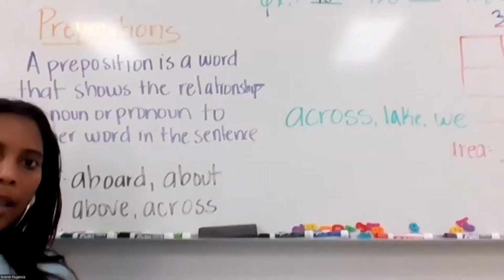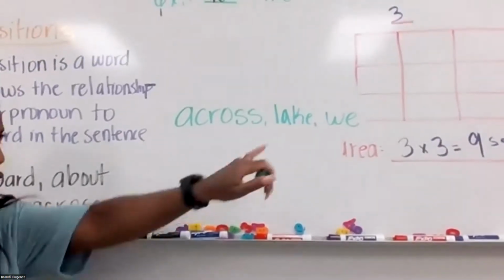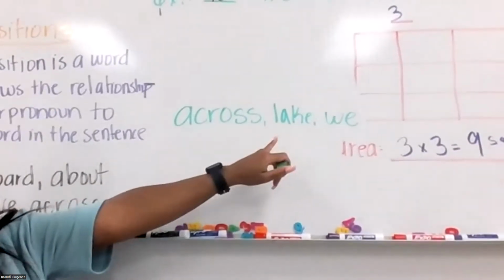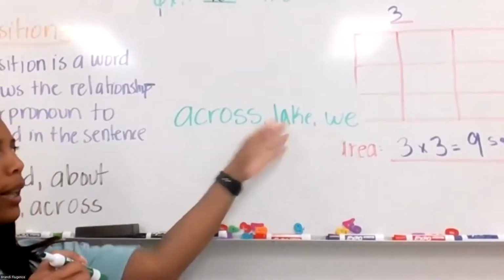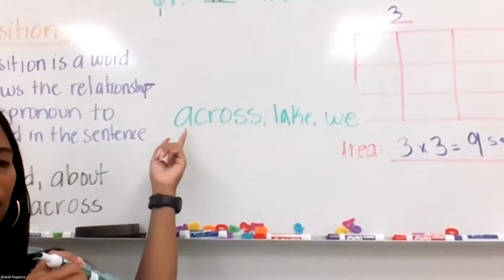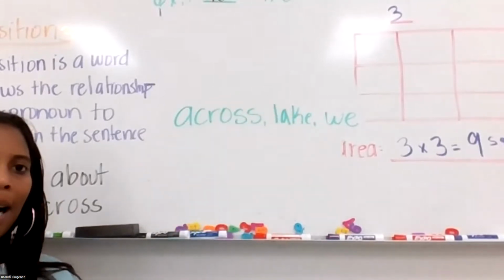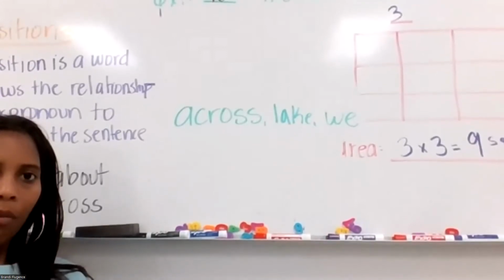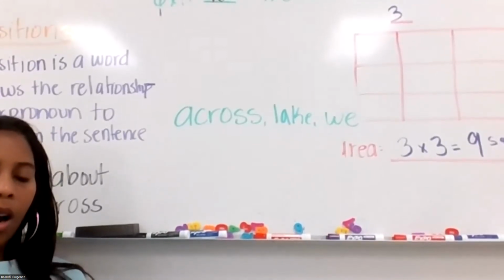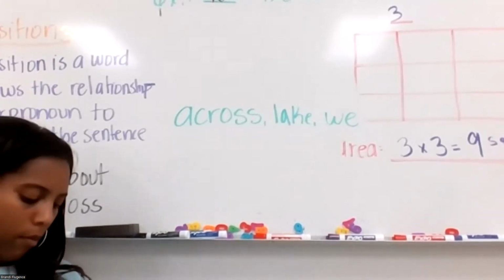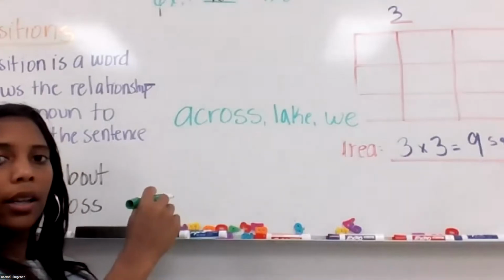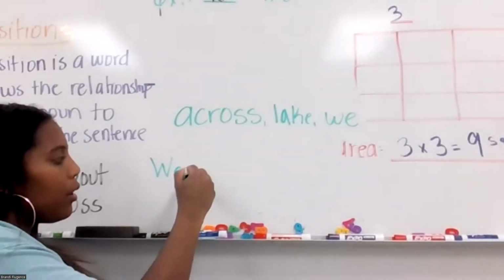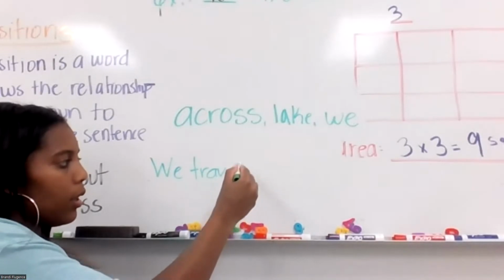Okay, across, lake, and we. So we have preposition across. We have lake, a noun, and pronoun we. What's a sentence I can build showing how the preposition across connects we and lake? What could I say? Okay, Josiah, what could I say? We traveled across the lake.